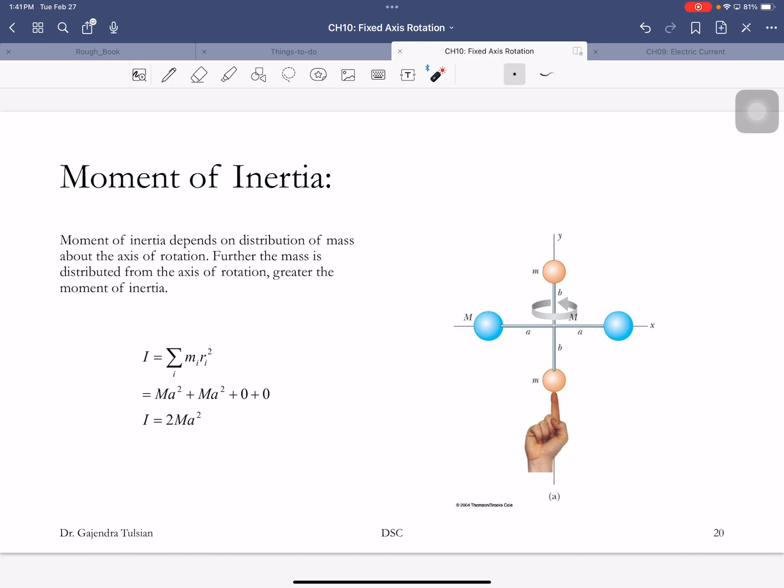So now we'll show you for the same object, if you calculate the moment of inertia about this axis, the distance of this mass from the axis of rotation is 0, so this will not contribute. Only these two masses will contribute. And that is ma squared plus ma squared plus 0 for this one plus 0 for that. So the moment of inertia of this object about that axis of rotation is 2ma squared.